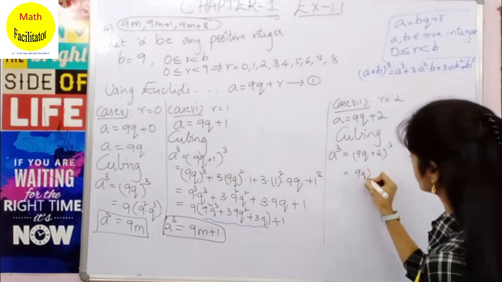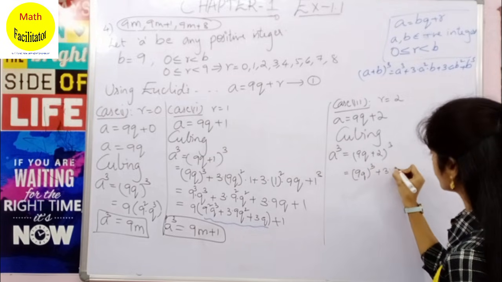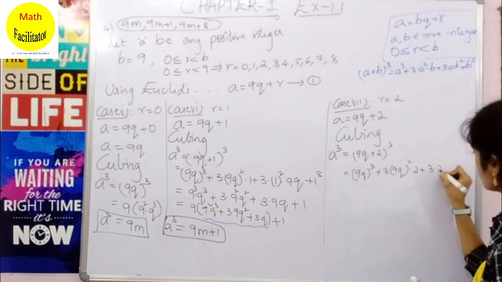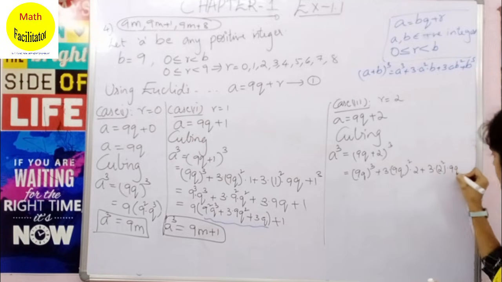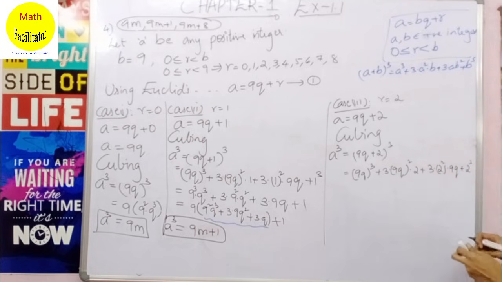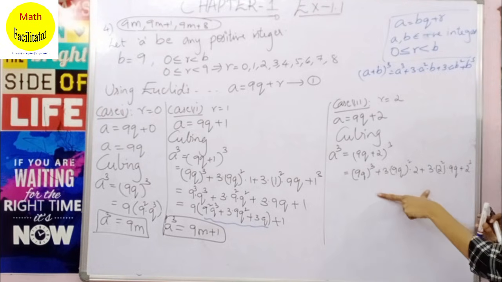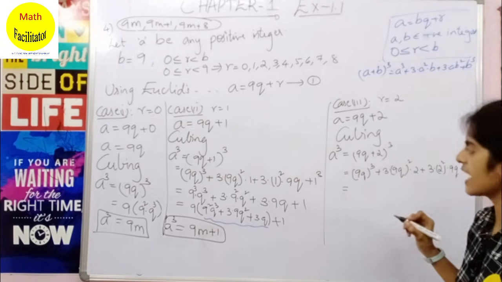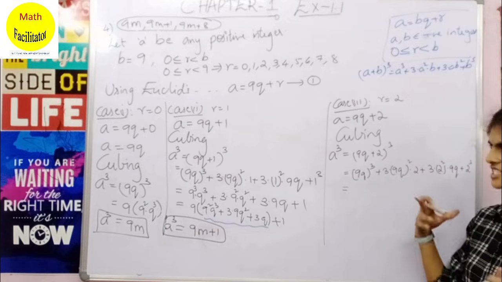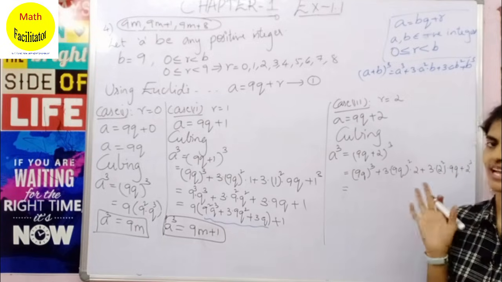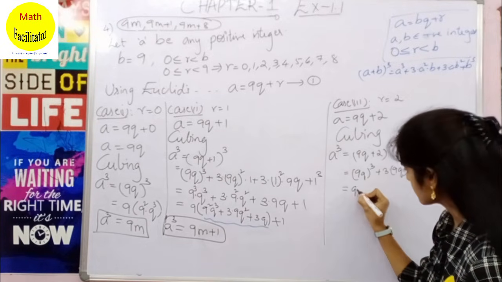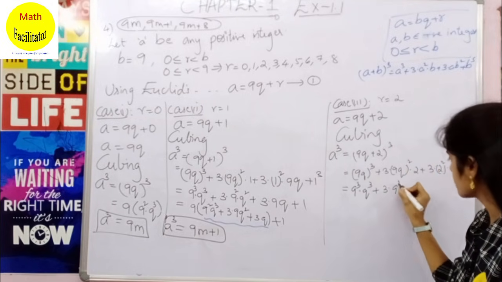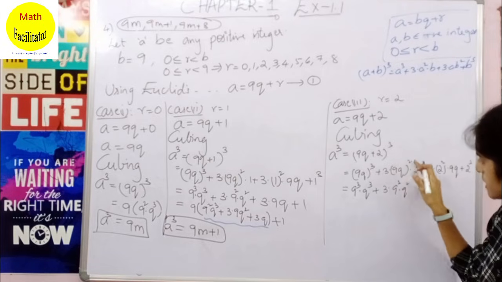So 9q whole cube plus 3 into 9q square into 2 plus 3 into 2 square into 9q plus 2 cube. Simply I have written in this form. Clear? So you also do along with me. Take your books and sit and practice. Just by looking at it you will not understand, you have to practice. Here let me separate the powers. 9 cube q cube plus 3 multiplied by 9 square q square. I am separating the powers.